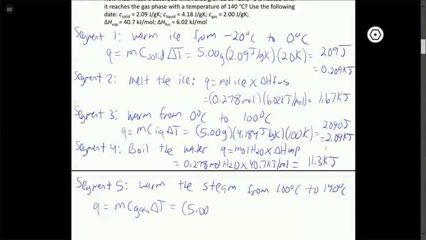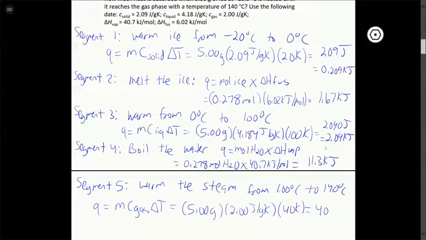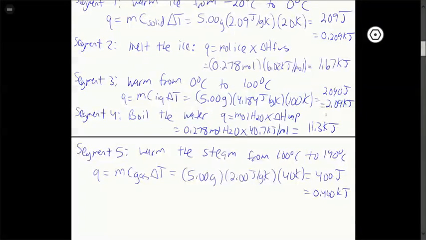So we have 5 grams of steam. The heat capacity for the gas phase is 2.00. And in this case, the temperature change is 40 because we're going from 100 to 140. So that comes out to 400 joules, which is 0.4 kilojoules.